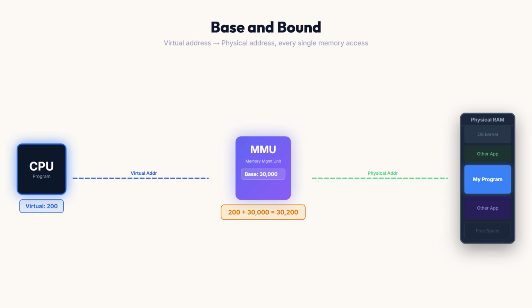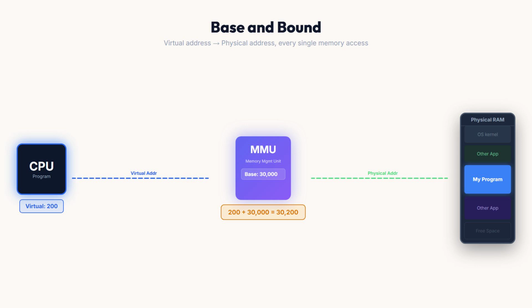This translation happens automatically for every memory access. To the program, it looks like it's operating at the very beginning of the memory, but in reality, every address is being shifted to a safe, isolated region of physical RAM chosen by the operating system.